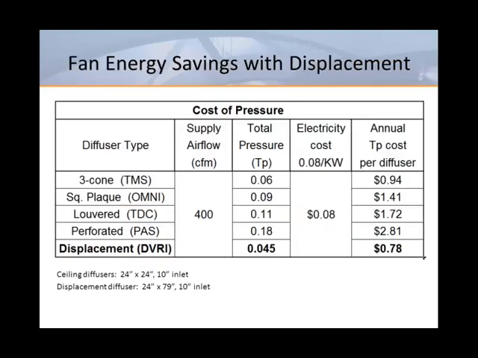As you can see, when comparing the annual operating costs of our most popular ceiling diffusers to a typical displacement diffuser, the winner is clear. Operating costs could be reduced by more than 70% in comparison to a typical perforated ceiling diffuser. Now remember, this savings only applies to the diffuser operating cost, which is a fraction of the total fan energy.